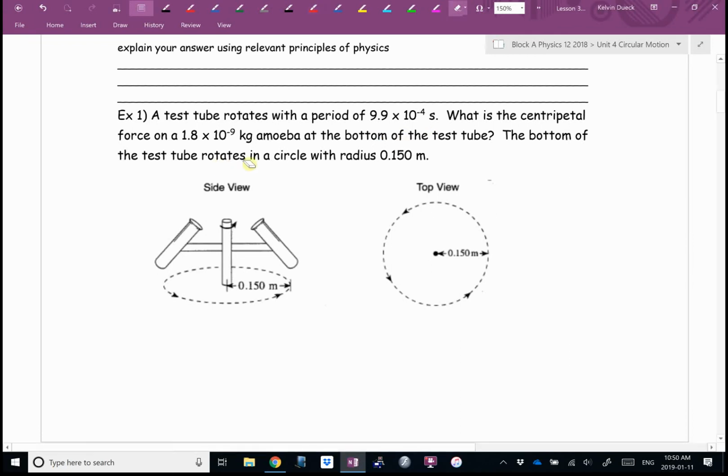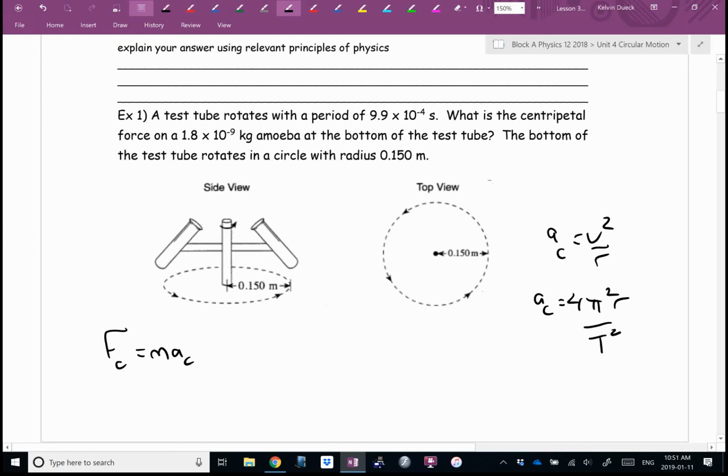What's the centripetal force on an amoeba at the bottom of the test tube? The bottom of the test tube rotates in a circle with a radius of 0.15 meters. What's this question want me to find, Maddie? Well, FC equals MAC, I guess, is where I would start. We're going to get more difficult, but this is actually just a straight plug and chug because I have 2 expressions for AC. I have V squared over R, and I have 4 pi squared R over T squared.